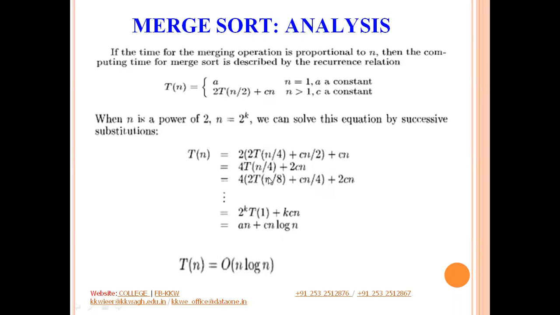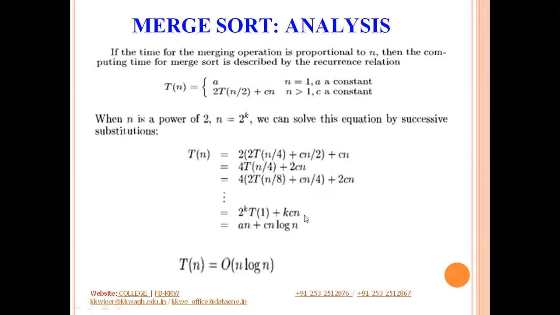Okay, now when you go on dividing, you will reach a base case where there is only one element in each list. So your problem will reduce to T of 1. That is the reason here we are writing T of 1. And when this reaches there, this will be k into Cn.